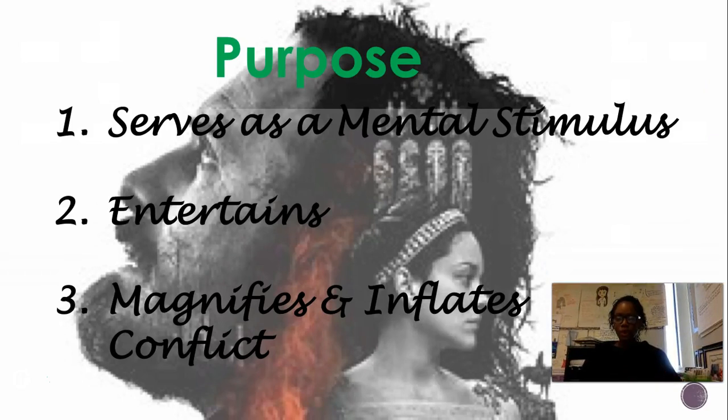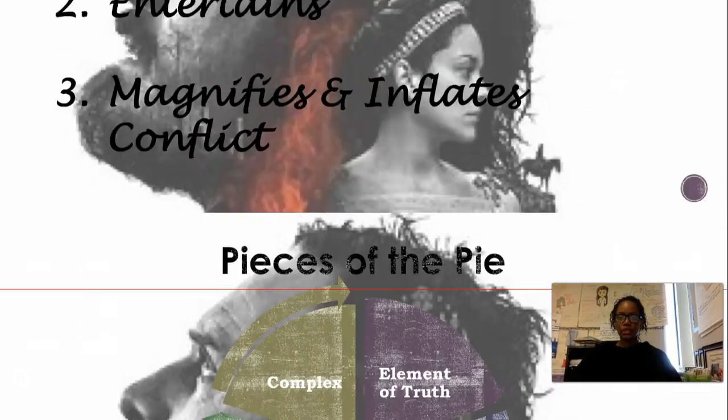So what is the purpose? Why would an author even utilize an oxymoron in their work? Well, one, it definitely serves as a mental stimulus. It forces the reader to think about what is being said. Two, on occasion, it can serve to entertain the reader. And perhaps three, the most important, it definitely magnifies and inflates a conflict. If there is some sort of issue or problem in the text, an oxymoron is going to bring it to light, enlarge it, draw us closer and make the issue huge. So that's another purpose for an oxymoron in a literary work.